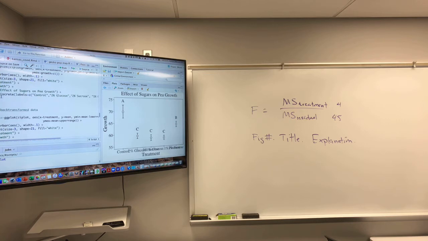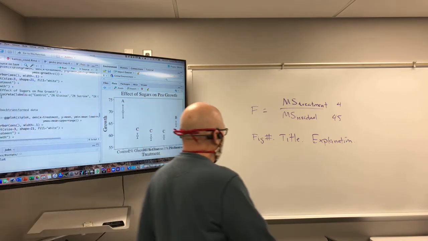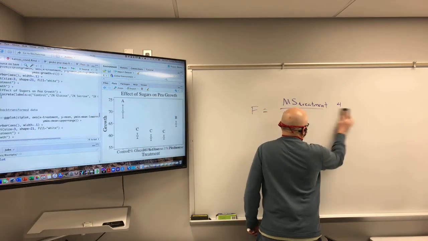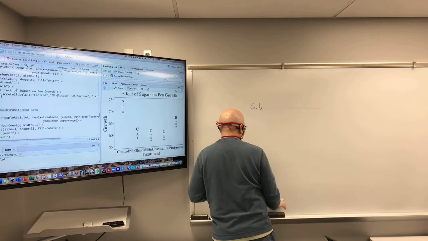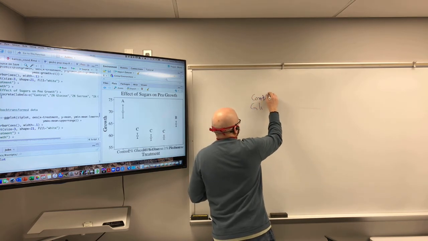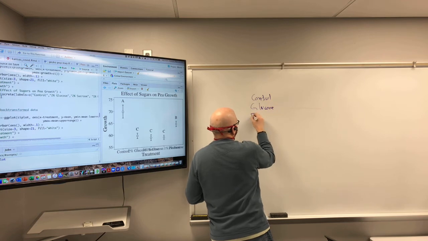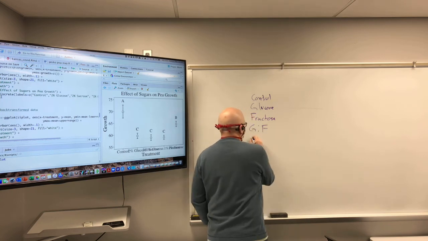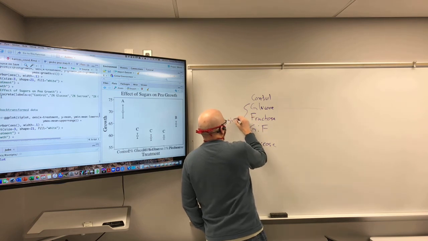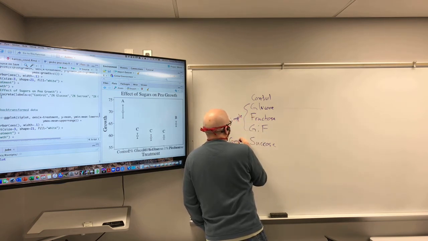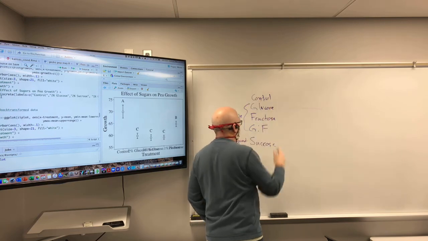So you do that when you don't have planned comparisons, when you don't have an idea of what you want to compare to what. But in this case, for example, we have glucose, we have control. We have a glucose solution, a fructose solution, a glucose-fructose solution that's a 1-to-1 solution, and then we have sucrose. These are all simple sugars. This is a compound sugar, and this is no sugar at all.